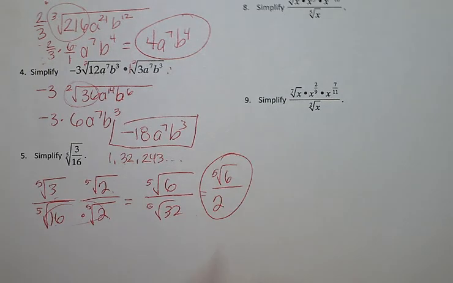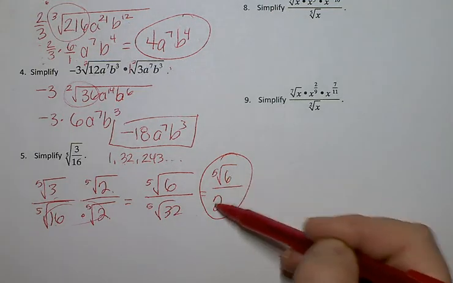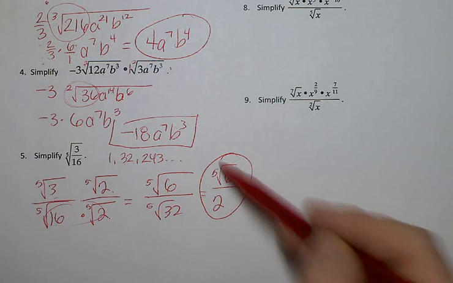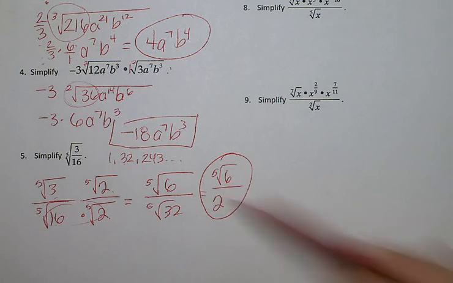This problem is done. Common mistakes in the past would be students want to go 6 divided by 2 is 3. But this has an nth root of 5. This does not have an nth root of 5. You cannot go any further with these two numbers. Moving on to number 6.